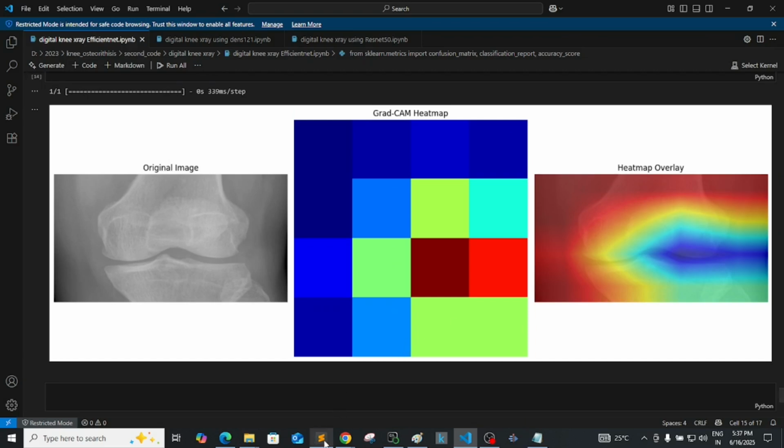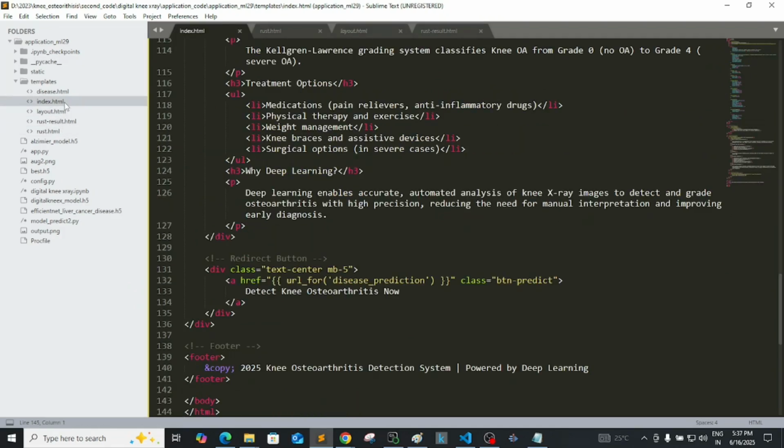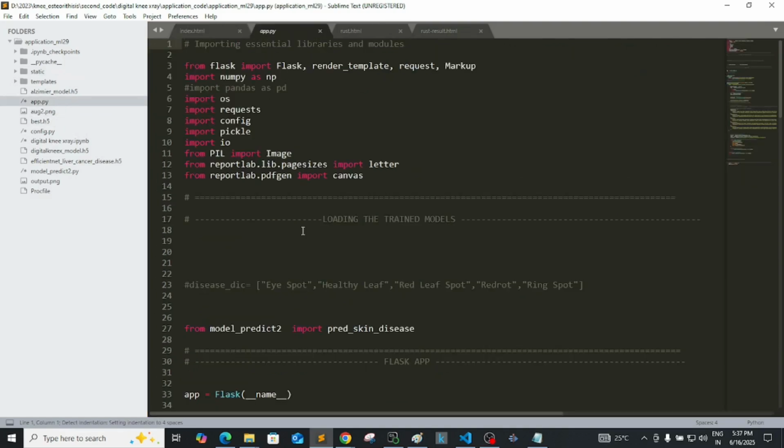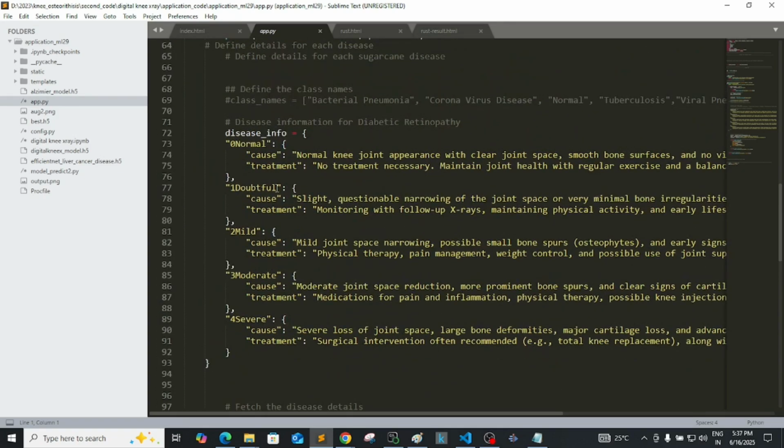Once we do this analysis, we're gonna build codes like this. We're gonna build index HTML codes for the front end. We're gonna build this web application, whatever you saw initially. So we built it with the help of Flask in the app.py. You can see we create databases for all the different stages.